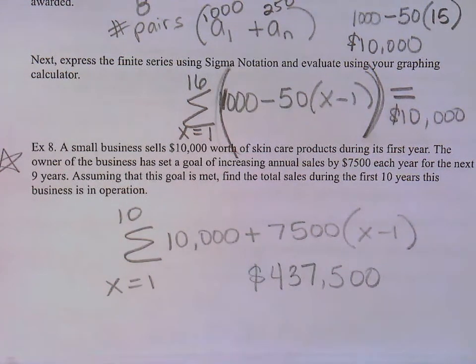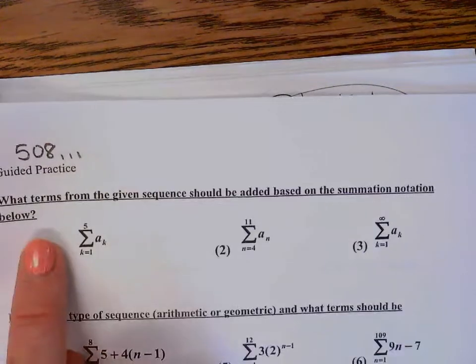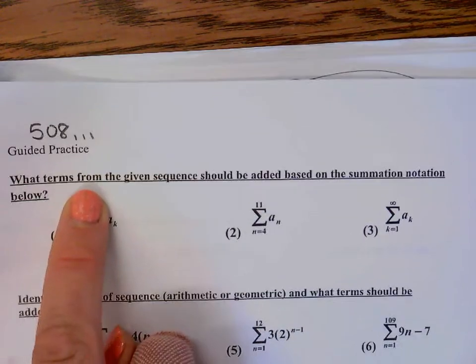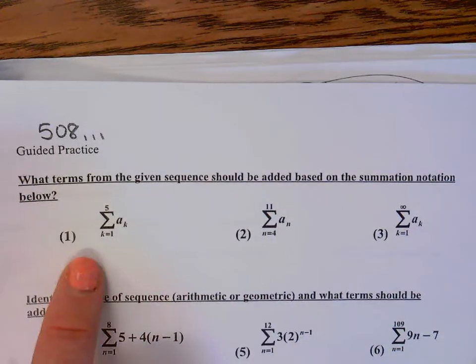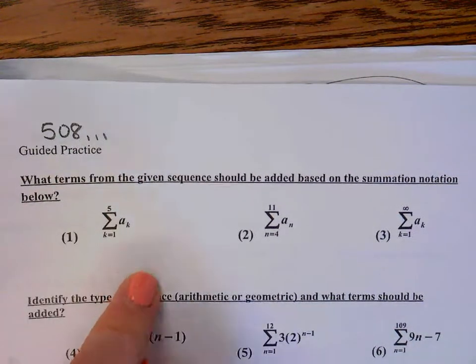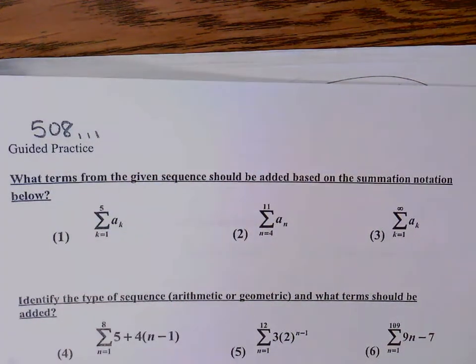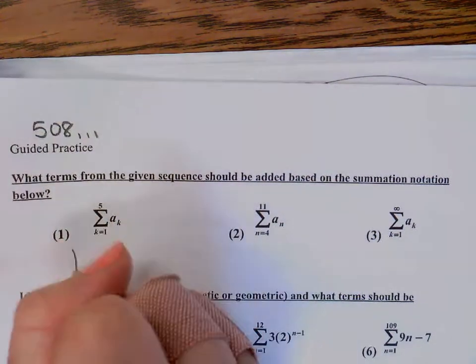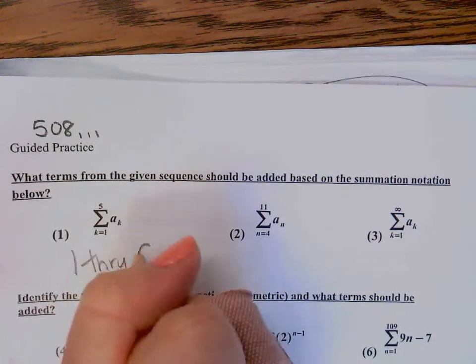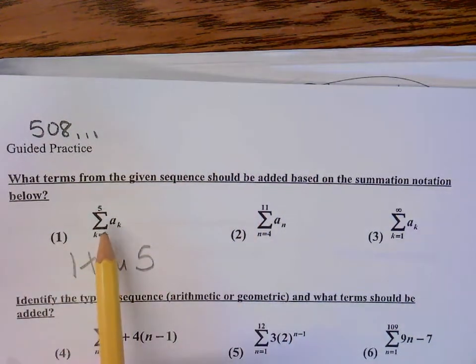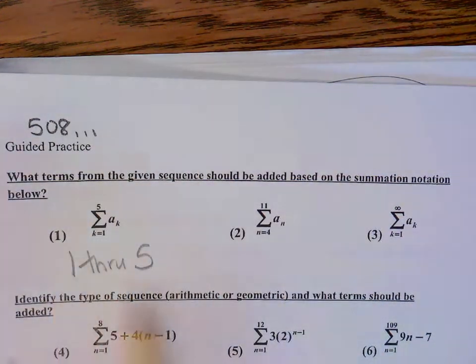All right. The wording just says what terms should be added. There's nothing to add. It's just wanting you to read that the notation is 1 through 5, right? You're trying to add terms 1 through 5. That's all it's asking you on those questions.